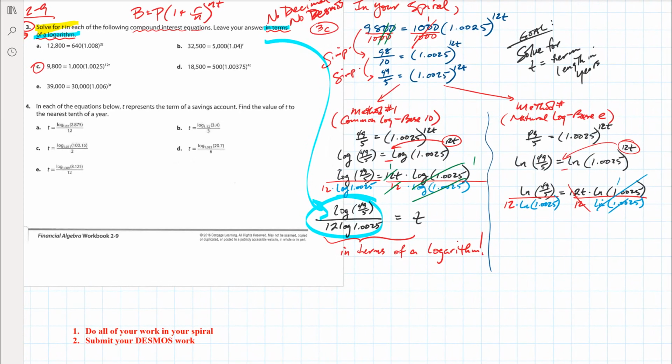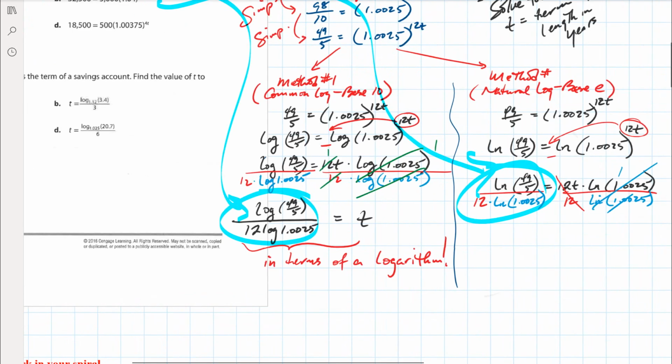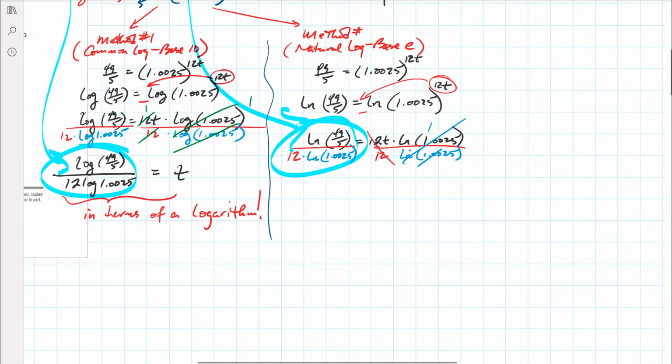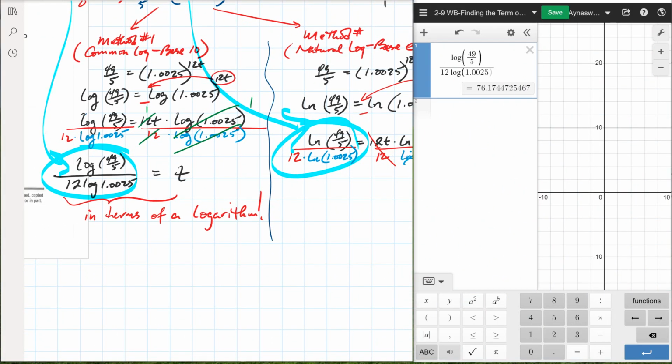In fact, you know what? I'm going to do that just for fun. I'm going to evaluate these in Desmos and show you that they're the same. Okay, so here we go. I already did the first one here. Let me do the second one.